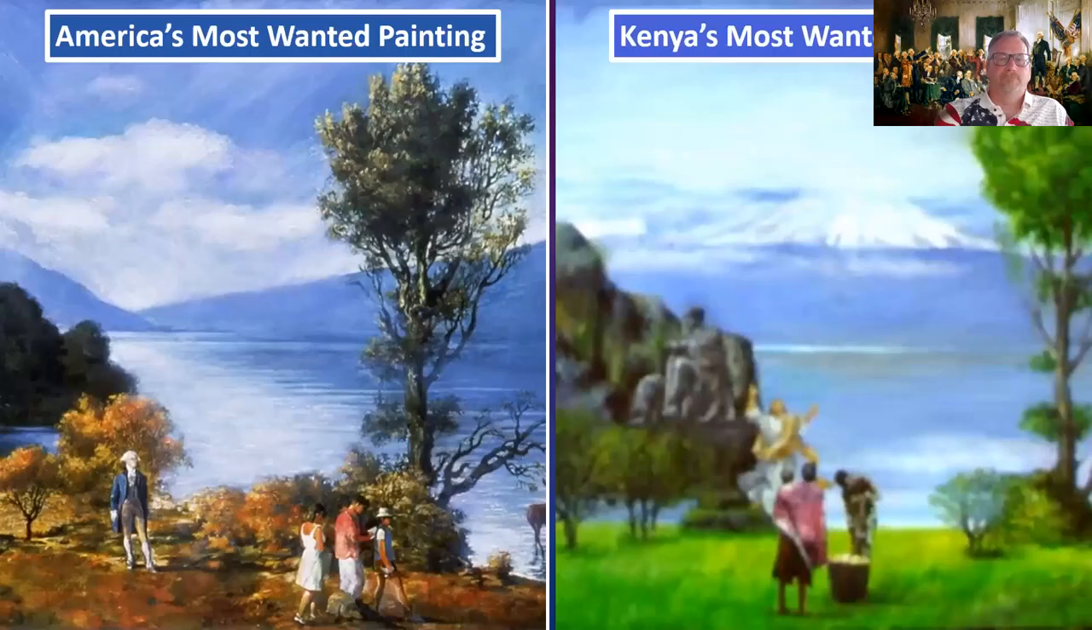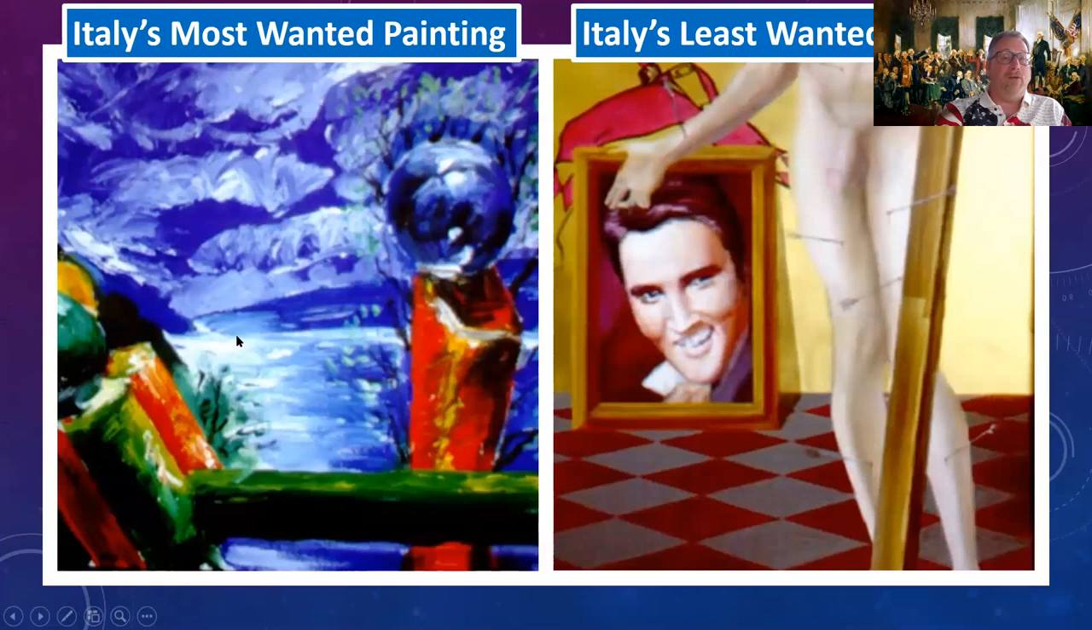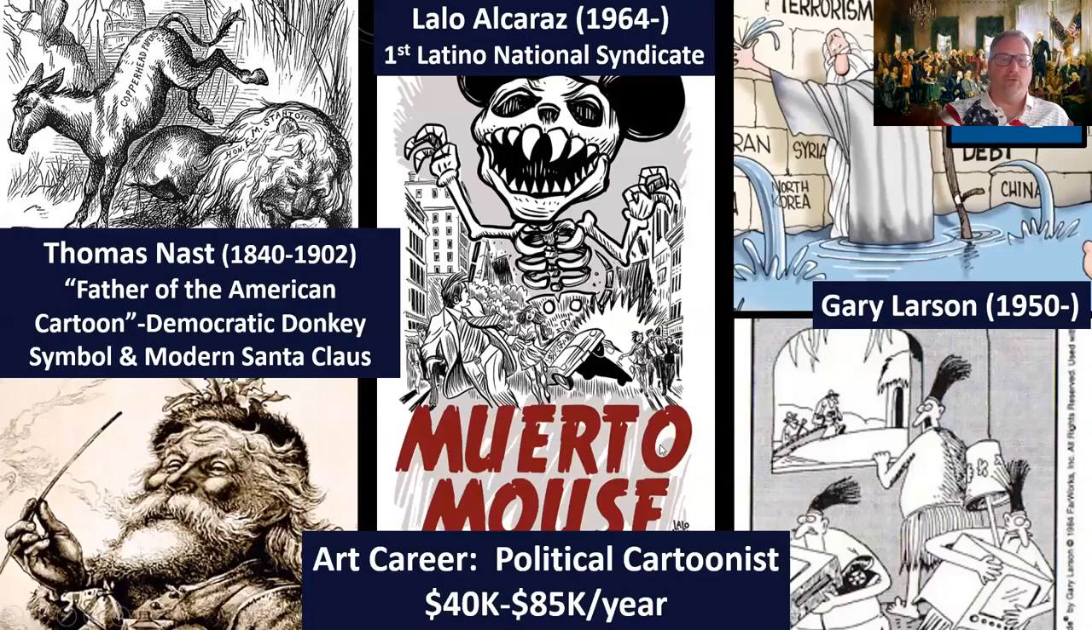They do the same thing with Kenya, and note in Kenya and all over the world they'd say the same thing. Obviously, George Washington could be replaced with Jesus here. So we have Jesus, we have the mountain landscape, we have the blue, but we have that historical figure in the outdoor nature. In Italy, this is Italy's most wanted painting, which is radically different than ours in terms of the style and realism. This is Italy's least wanted painting, which I think is hilarious. They said they did not want to see any more Elvis. So Elvis or Christian saints, this is Saint Sebastian, who was killed by being shot with arrows numerous times. So they were tired of those two things.